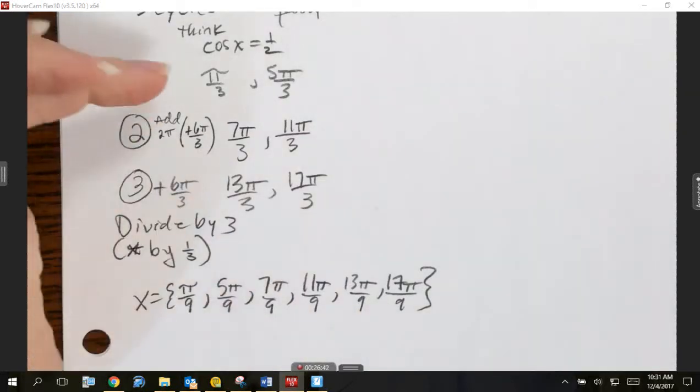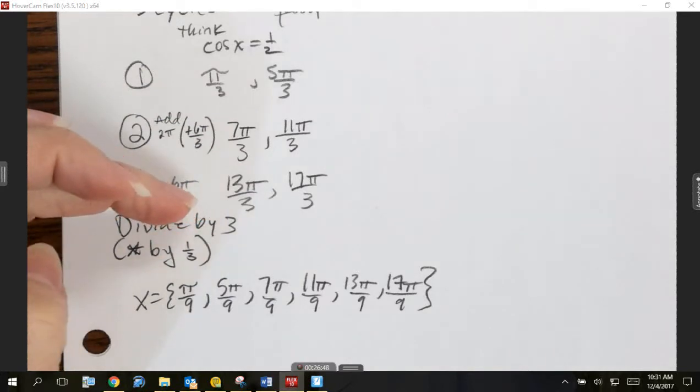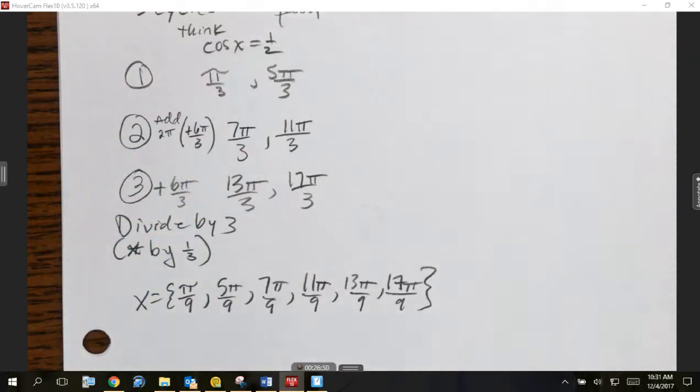So again, what we did is we took 3 full cycles, all the x-intercepts for 3 full cycles, and then we applied that shrink. We simplify them and reduce them if need be. Always reduce. Okay, 2 more.